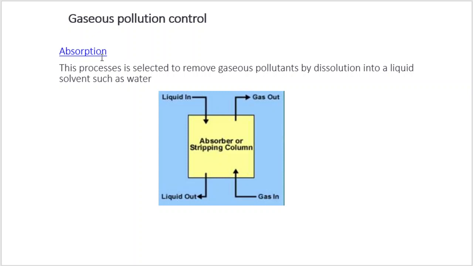This is nothing but the process of absorption. What happens in the process? The liquid like water is contained in the chamber, where the gas is flown through that chamber. The gaseous pollutants are absorbed by the water and clean gas is obtained. This is nothing but the process of absorption.